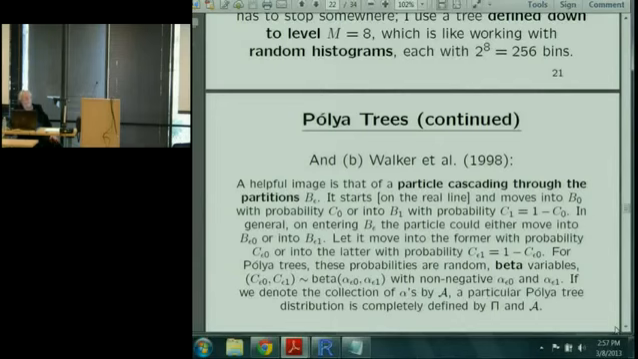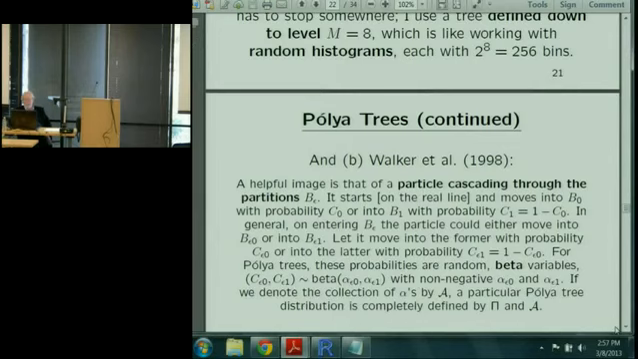A helpful image is that of a particle, like a pinball, cascading through the partitions. It starts on the real line and moves into B0 with some probability that we could call C0, in other words, it moves left with probability C0, or into B1, the right-hand move, with probability C1, which is 1 minus C0. In general, on entering a particular partition set, the particle could either move into the left one below it or the right one below it, which would be called B epsilon 0 or B epsilon 1. Let it move into the former with probability C epsilon 0, or into the latter with probability C epsilon 1.